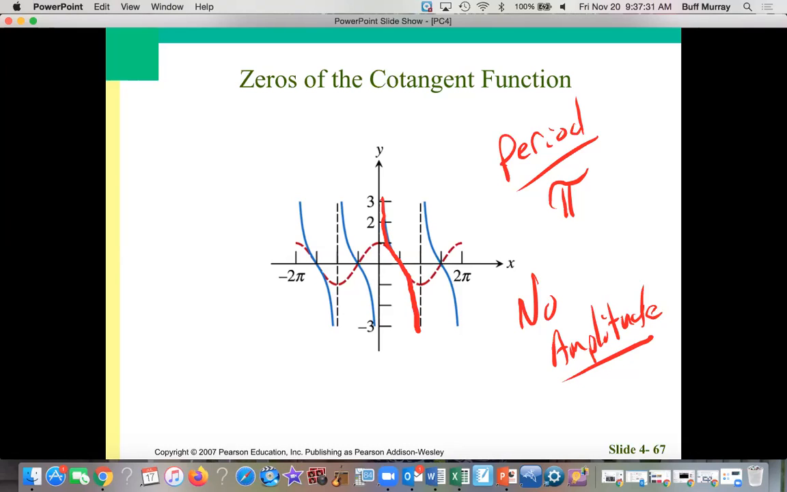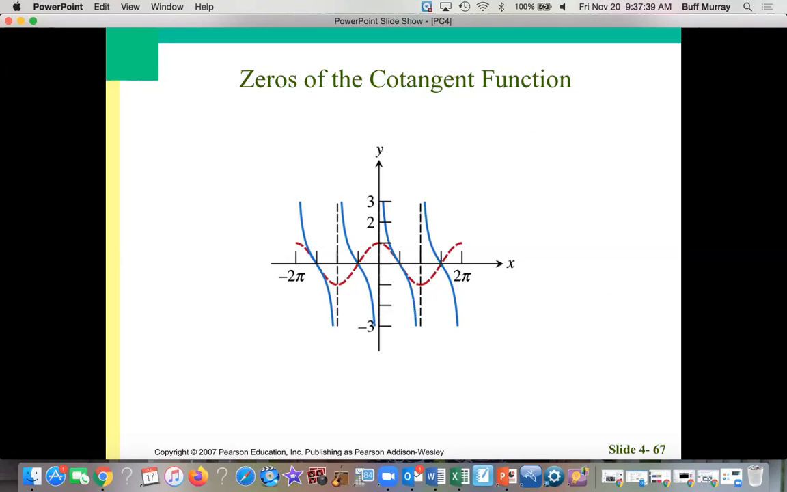So if we were to do a vertical stretch or a vertical compression, that's just going to make that squiggle a little less extreme. Maybe we'll do that here. I'm going to go back to Desmos here. Once again, no amplitude there. No amplitude for tangent or cotangent.